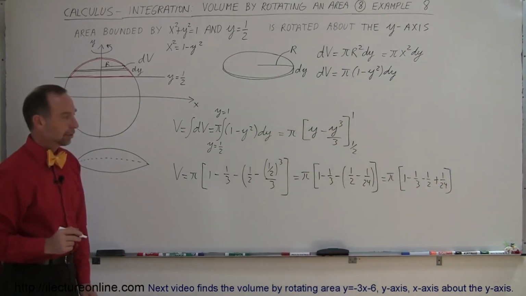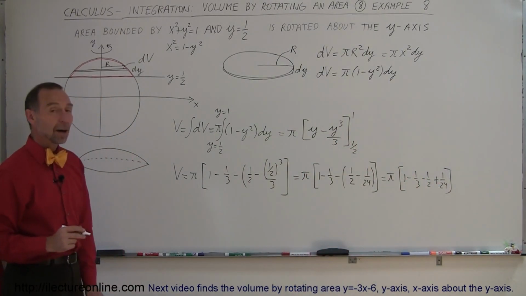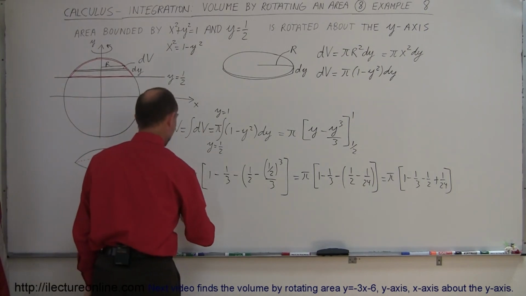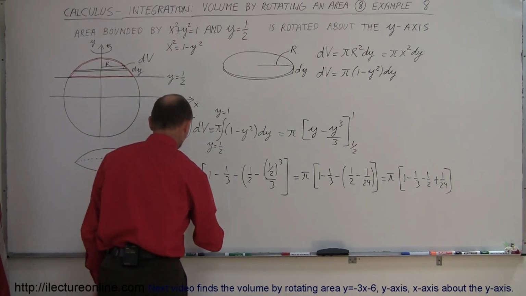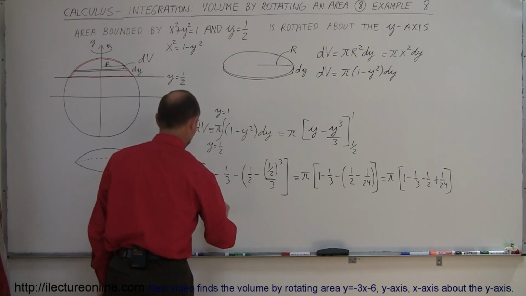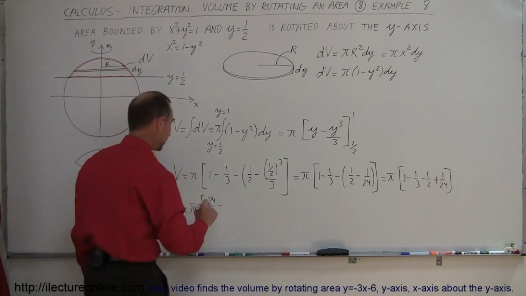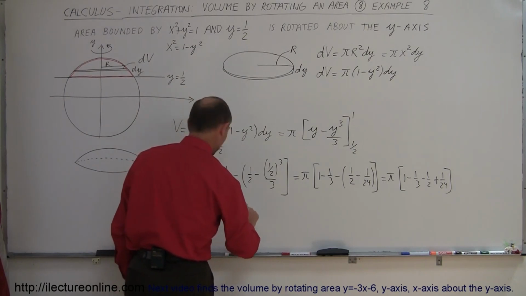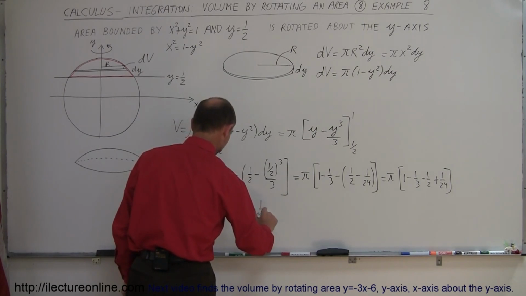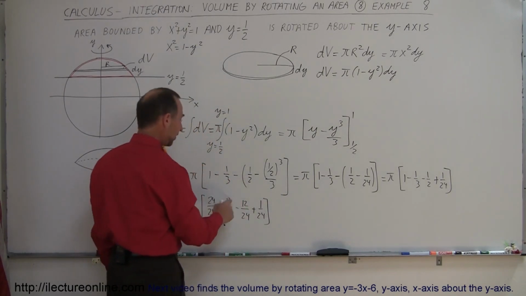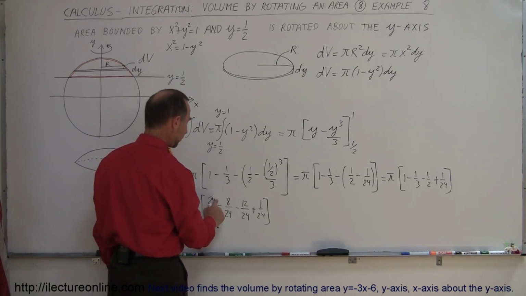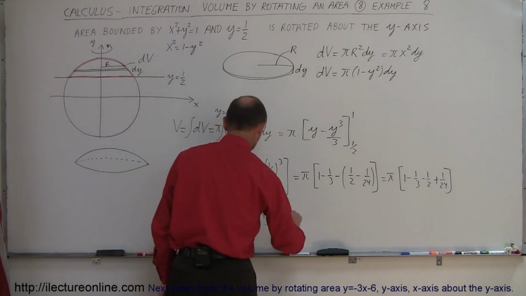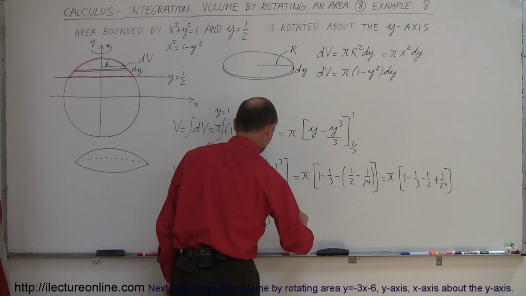Okay, to add all that together, we want to find the common denominator. So V is equal to, it looks like the common denominator is 24. So pi times 24/24 minus, 3 goes into 24 8 times, that would be 8/24. 2 goes into 24 12 times, so that would be minus 12/24. And then plus 1/24. Okay, so minus 8 minus 12, that's minus 20. Subtract from 24 is 4, plus 1 is 5. So finally, V is equal to 5 pi over 24.